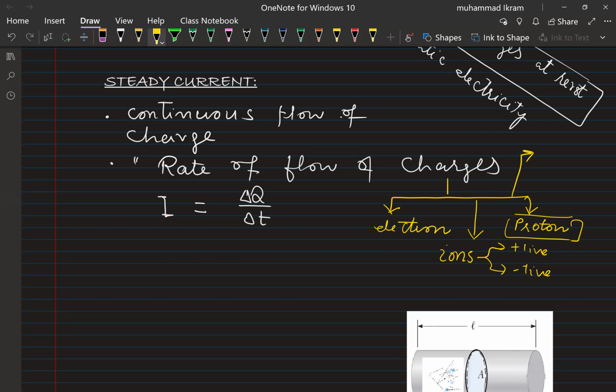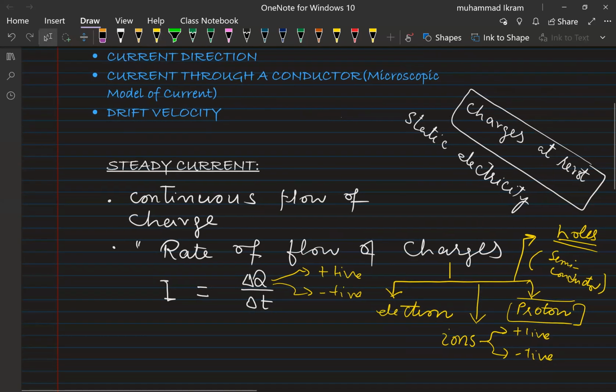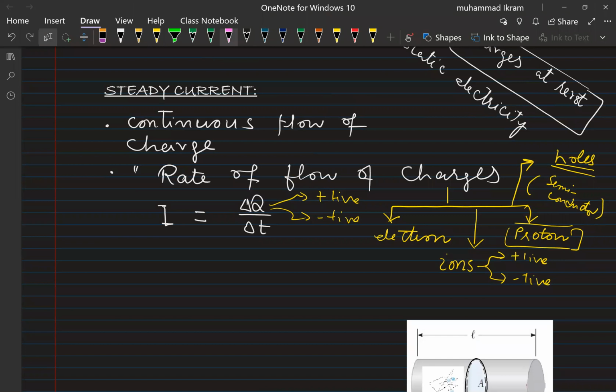Then charges can also be because of holes, which are vacant sites, and inshallah we will discuss this in the semiconductor chapters. They resemble a positive charge carrier. Why I use the word resemble rather than actual, inshallah I will remember when I reach there, and then I will explain it to you. So whether the charges are positive or negative, they will constitute the electric current.